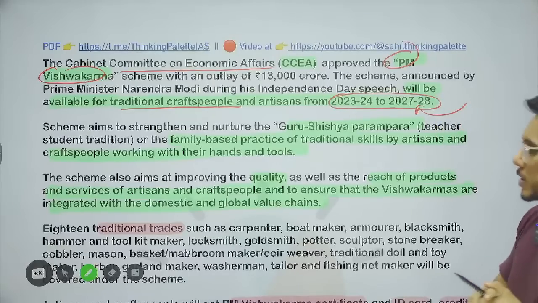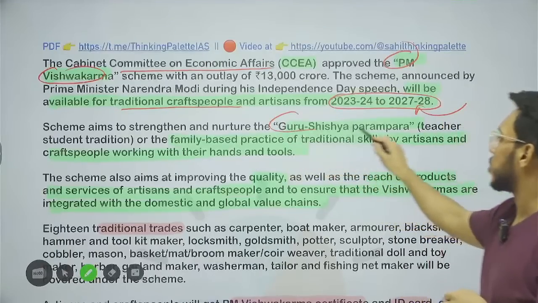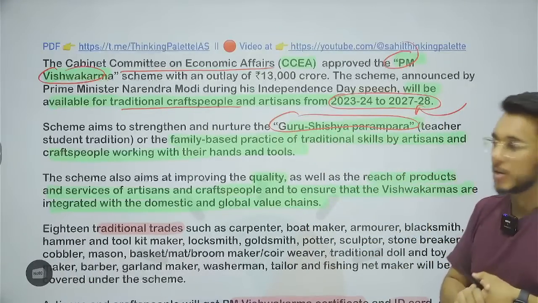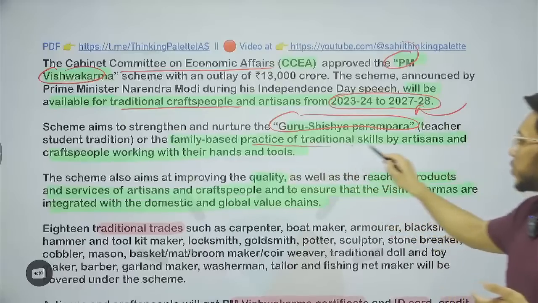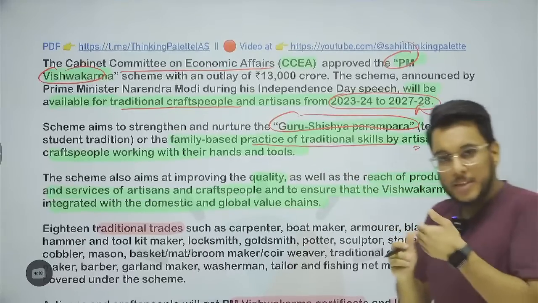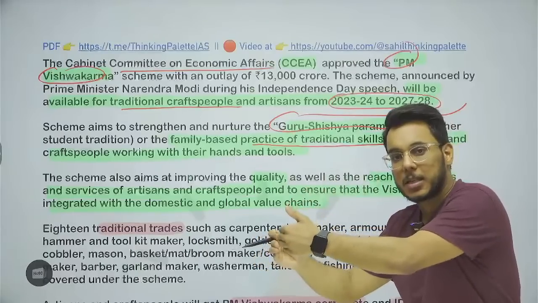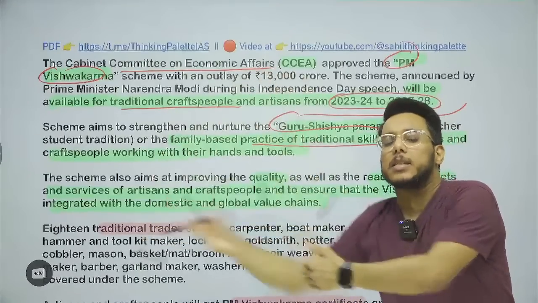Now this scheme aims to strengthen and nurture the Guru-Shishya Parampara, the teacher-student tradition, or the family-based practice of traditional skills. What happens in the family? A father teaches the skill to the son, then the son, when he becomes a father, teaches the skill to his own children.